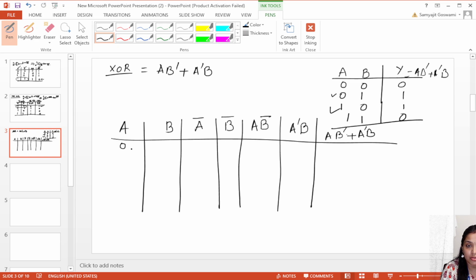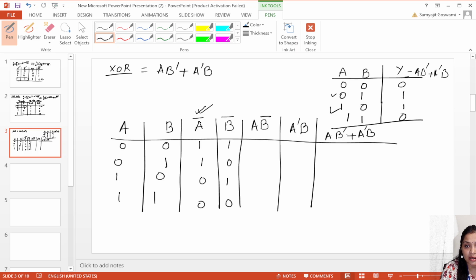Starting with 0 0, 0 1, 1 0, 1 1. First of all I will find out what A bar is. It is 1 1 0 0, the opposite term. Then B bar is 1 0 1 0.